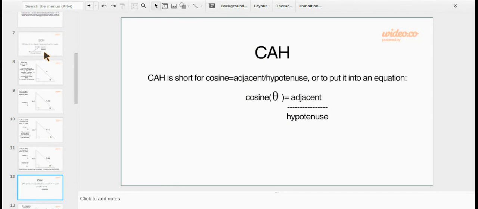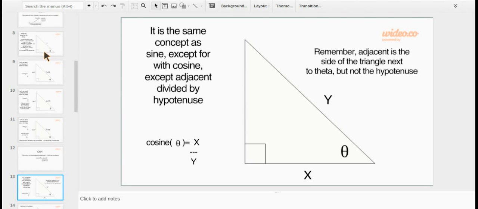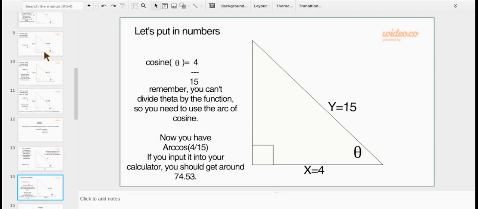Cah. Cah is short for cosine equals adjacent divided by hypotenuse, or to put it into an equation, cosine of theta equals adjacent divided by hypotenuse. It's the same concept as sine, except with cosine, and it's adjacent divided by hypotenuse. Cosine of theta equals x over y, with y being the hypotenuse and x being the adjacent.